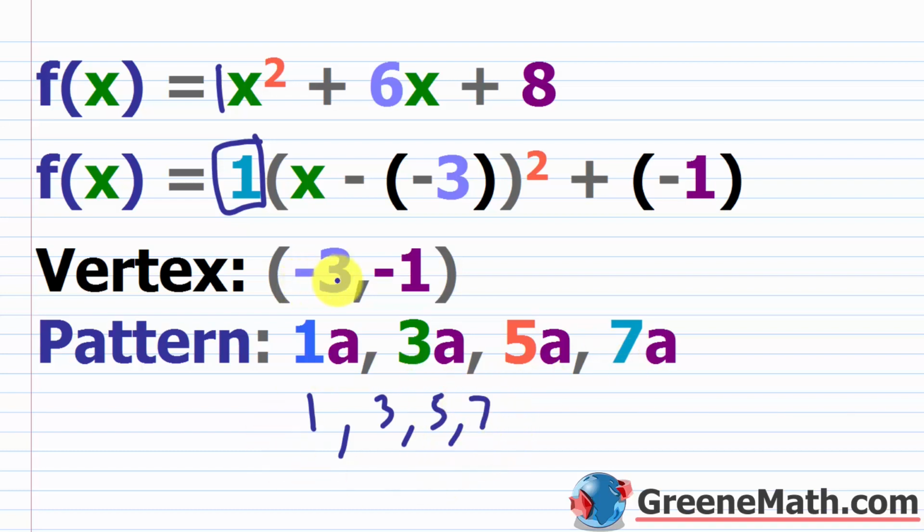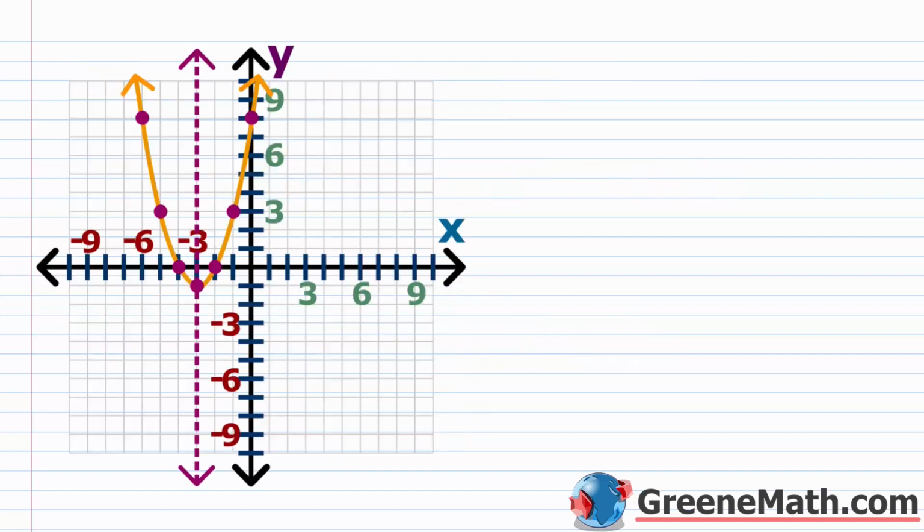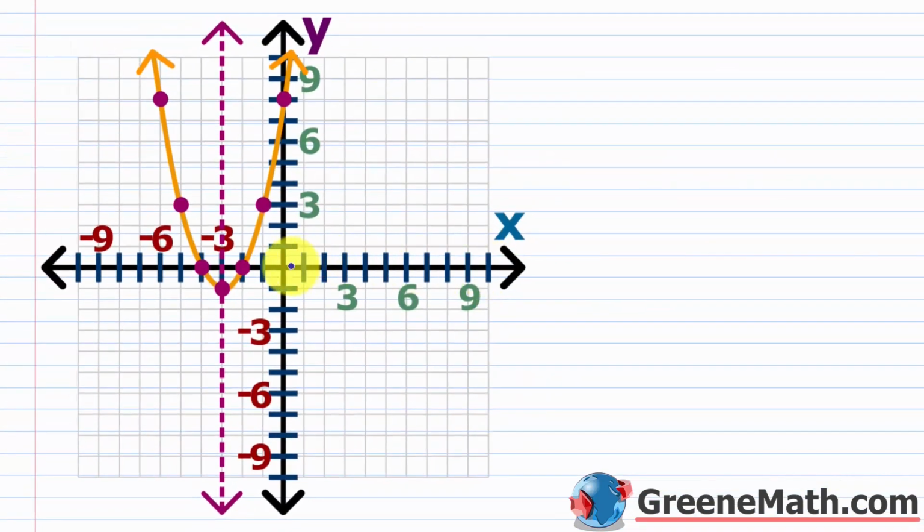So first I would plot negative 3, comma, negative 1. So I'm going to go to negative 3, comma, negative 1. So that's right here, okay? And then I'm going to use that pattern, that 1, 3, 5, and 7. So what does this mean? Basically what's going to happen here is, as I move to the right 1 unit, I'm going to go up by this unit.